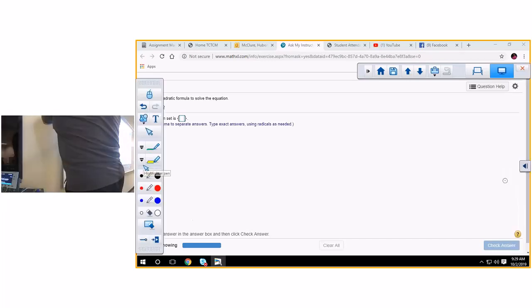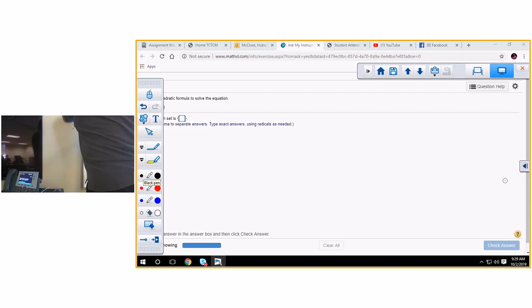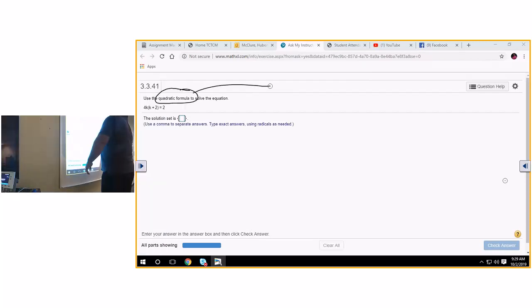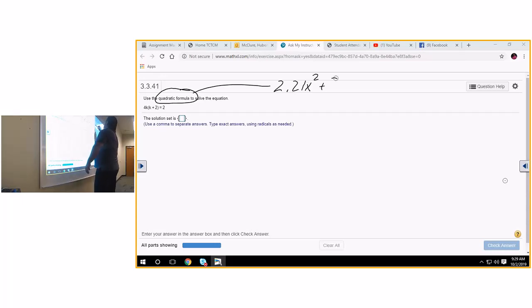So the quadratic formula is used when you have something like 2.21x squared plus 3.6x minus 7.2 is equal to 0. That's when you use the quadratic formula.